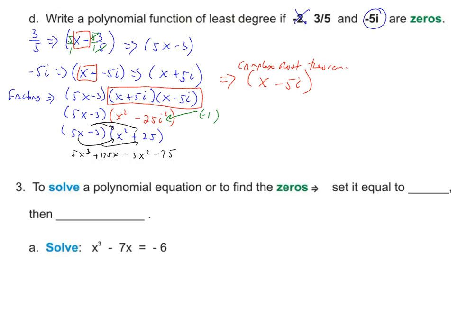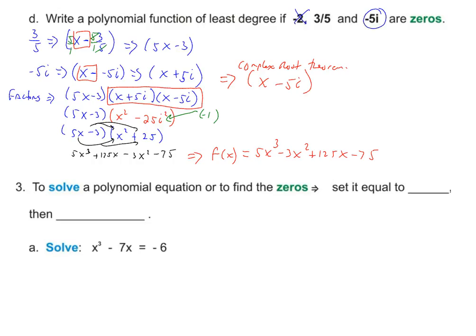And I'm going to clean up my final answer. Write a polynomial function of least degree. So I'll use f of x. I'm going to write a function, and I'm going to put my powers in order. 5x cubed minus 3x squared plus 125x minus 75.